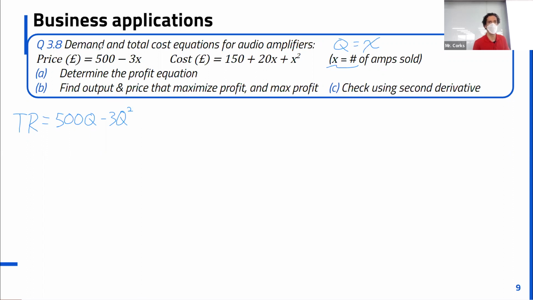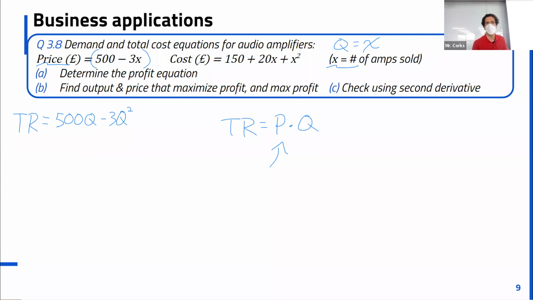We have our demand equation. So if price is equal to this, so again, total revenue is P times Q, and this is P. Just substitute that in, multiply by our Q, or again, they've called X here, we get total revenue.